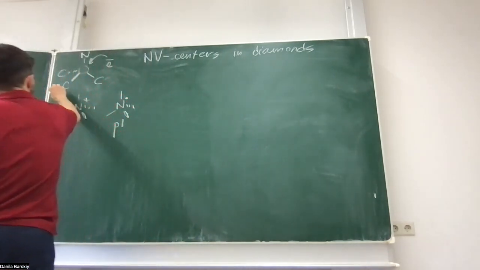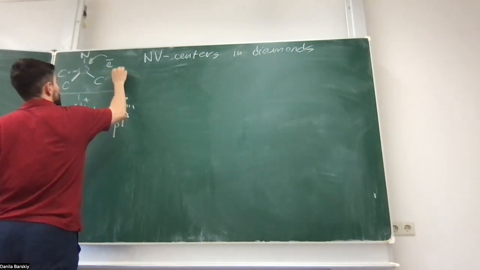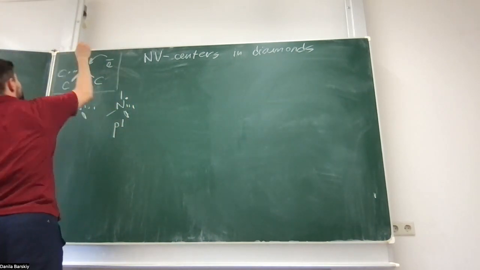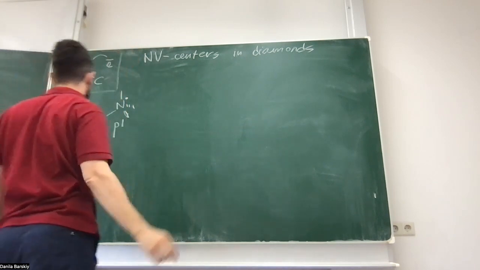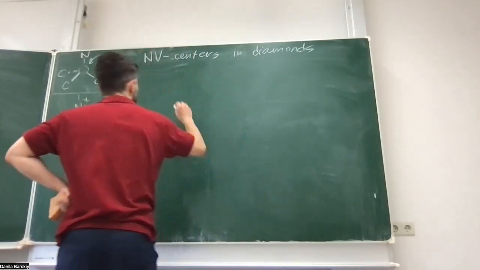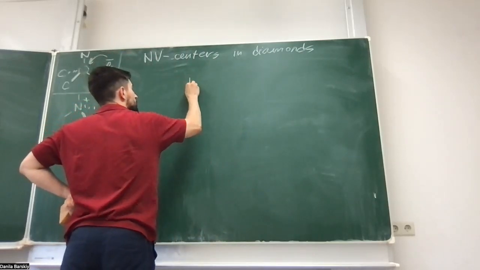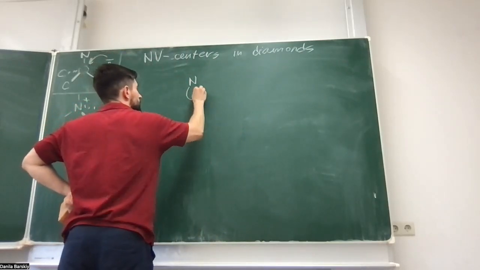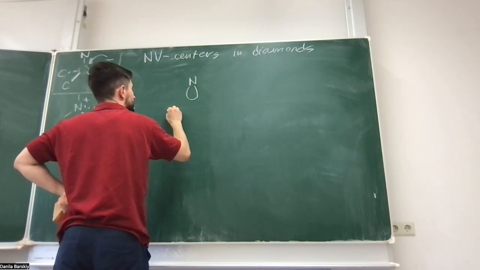But yeah, very interesting properties are in this type of NV centers, and we're going to focus on them today. So how to consider them from the group theory perspective? First, we need to consider in general, we need to explain the problem.